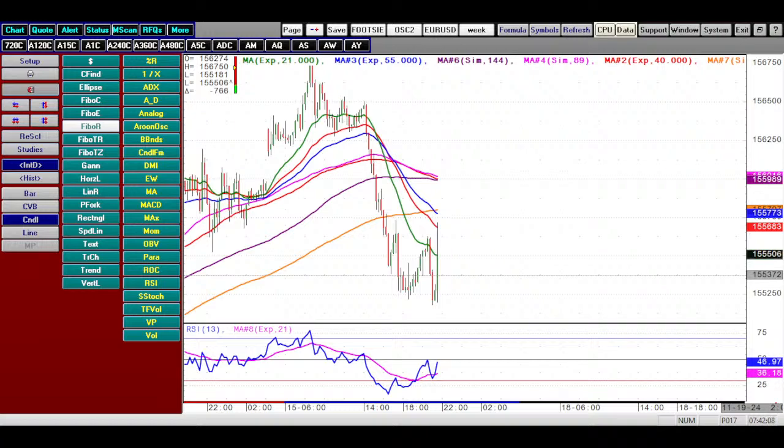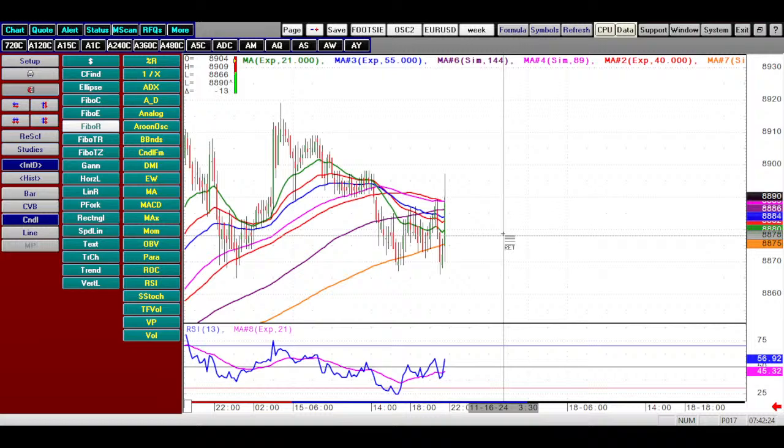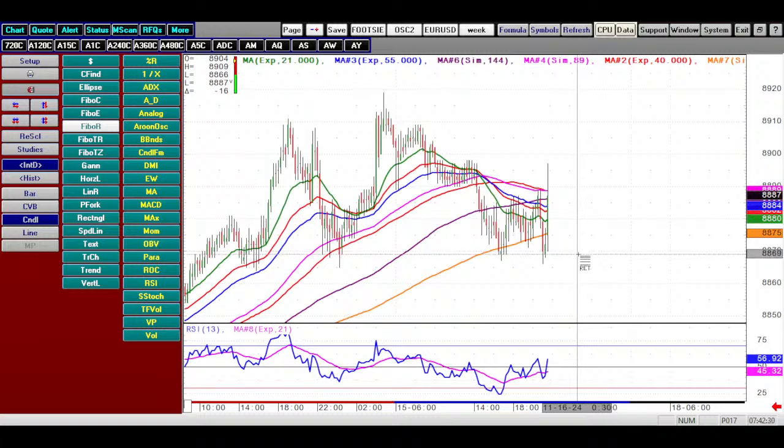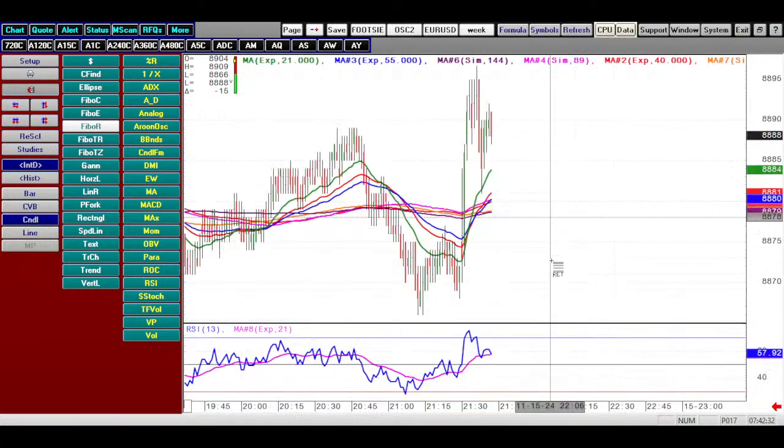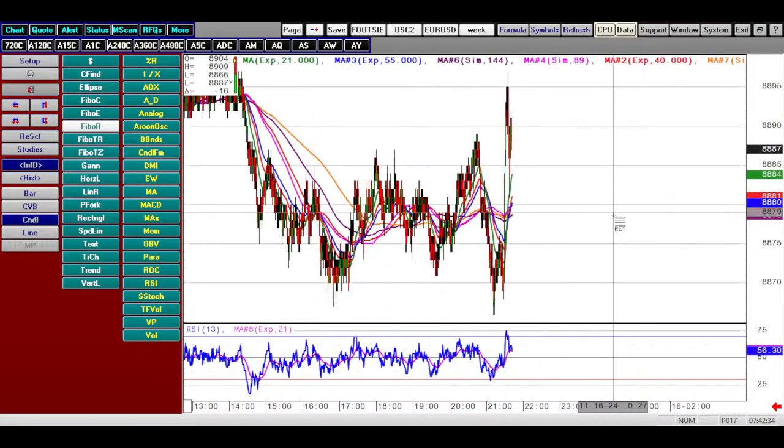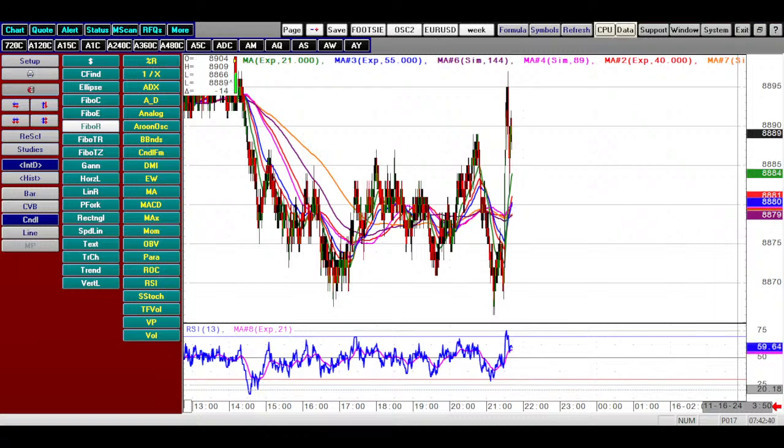Okay, maybe I'm not able to change that. Okay, let's see. Okay, dollar Swiss. I think we will try to close at 80. Okay, try to close at 80. Just take 5 pips loss.